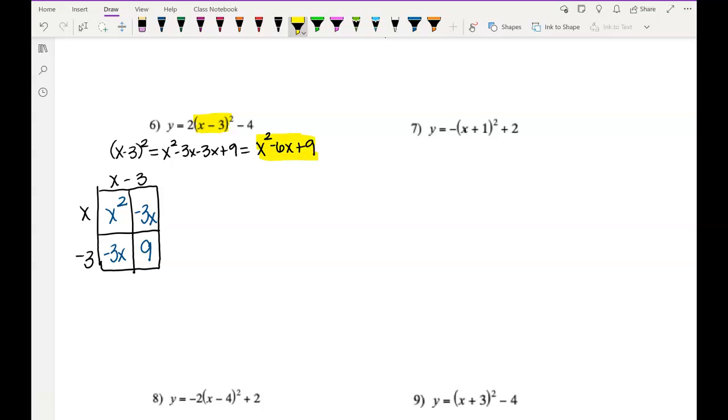That value is now replacing what we had in the parentheses there. They're the same thing. One's just multiplied out so that we can get to that standard form. So y equals 2 times the quantity x squared minus 6x plus 9 minus 4.